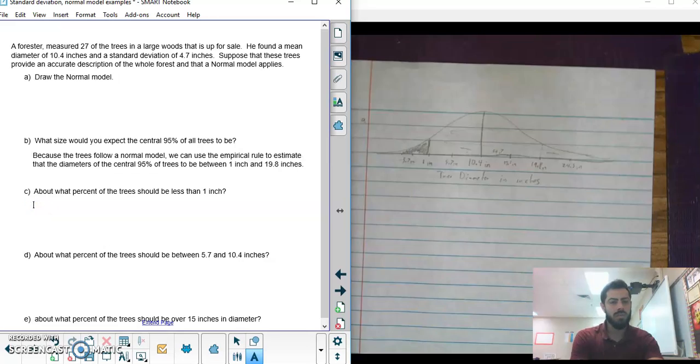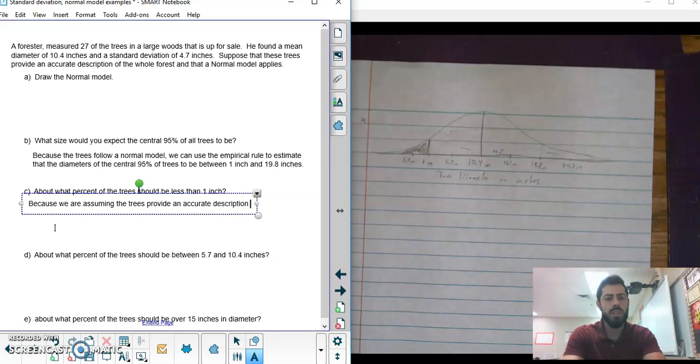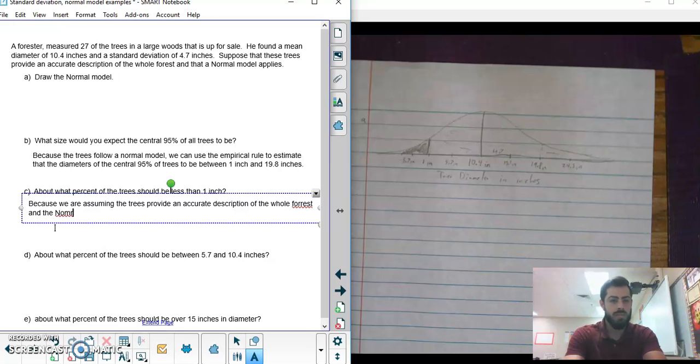So again, because we are assuming the trees provide an accurate description of the whole forest, and the normal model applies, we can use the empirical rule again.